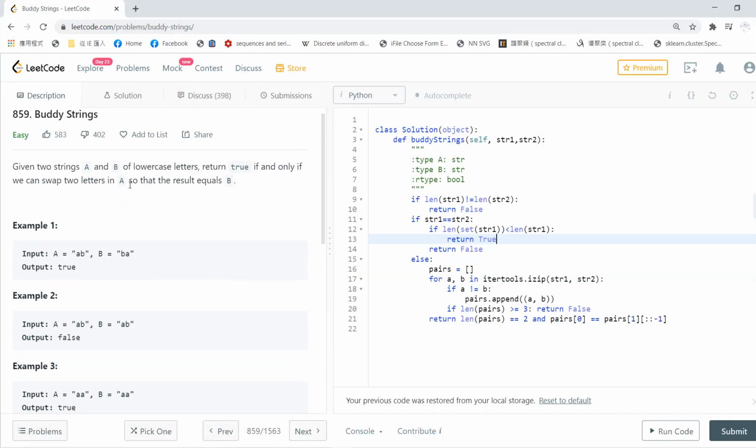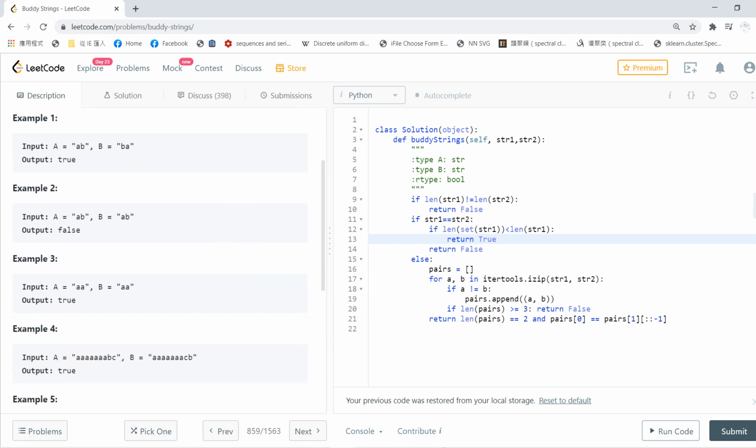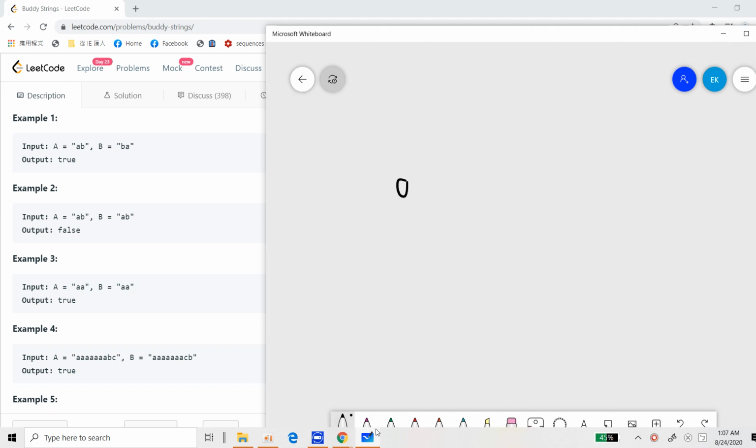So, this problem gives you two strings A and B. Return true if and only if we can swap two letters in A so that the result equals B. The first example is AB and BA. Let me explain: you can swap the first two letters, and then you get BA.